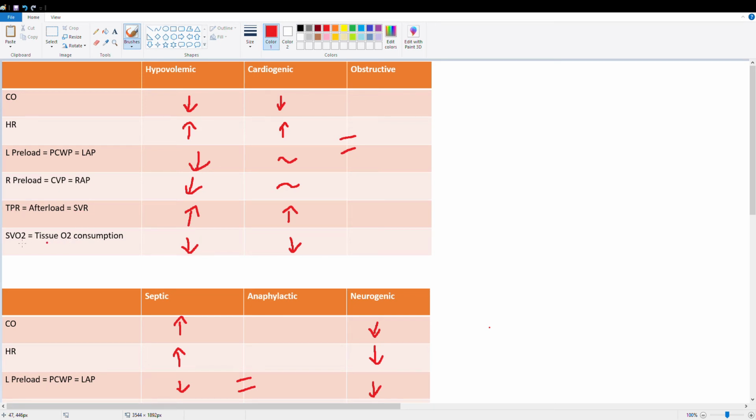And then here we have systemic venous O2, which also goes by tissue oxygen consumption. So this is the amount of oxygen that comes back to the heart once the systemic circulation has made its way throughout the whole body. So these are our parameters we'll be analyzing in our discussion.